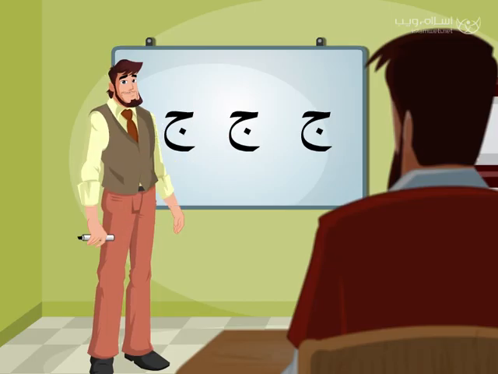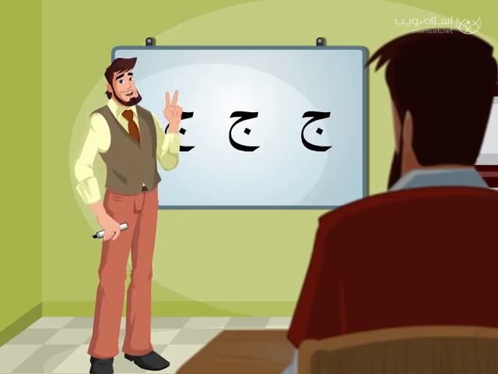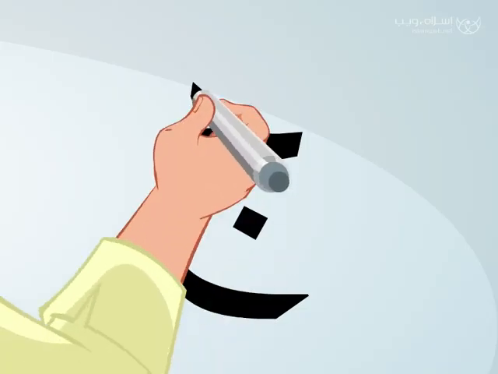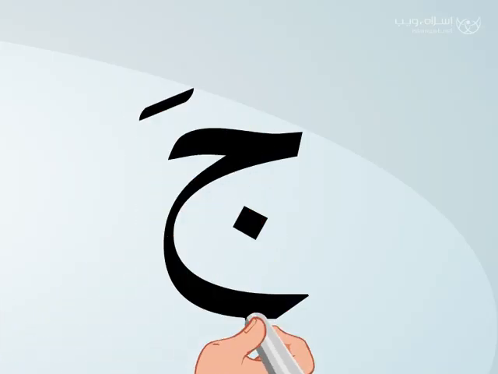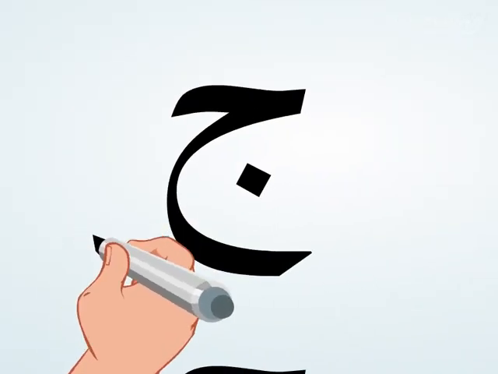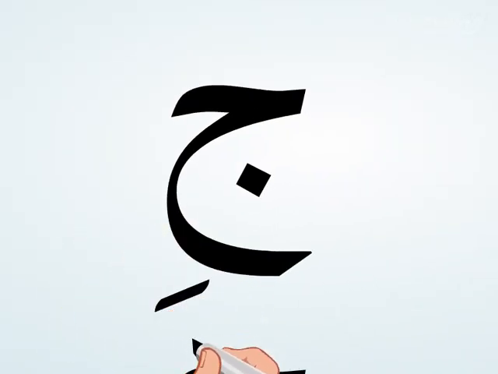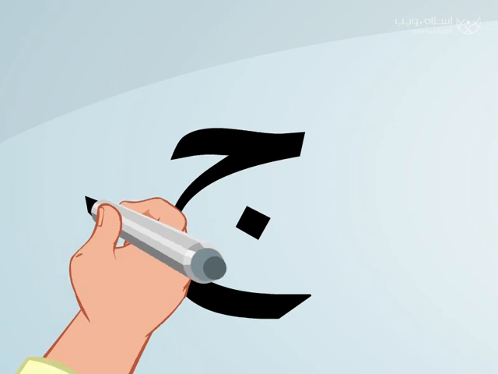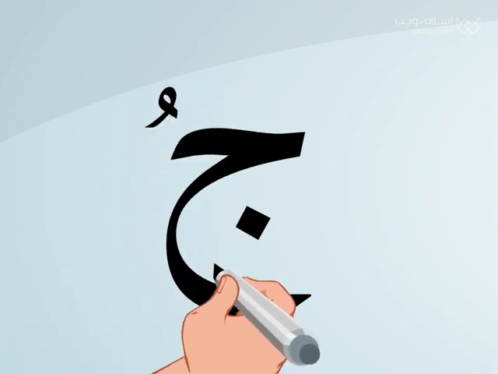How to pronounce the letters with short vowels. Fath, Kasr, and Dam. Ja, Ji, Ju.